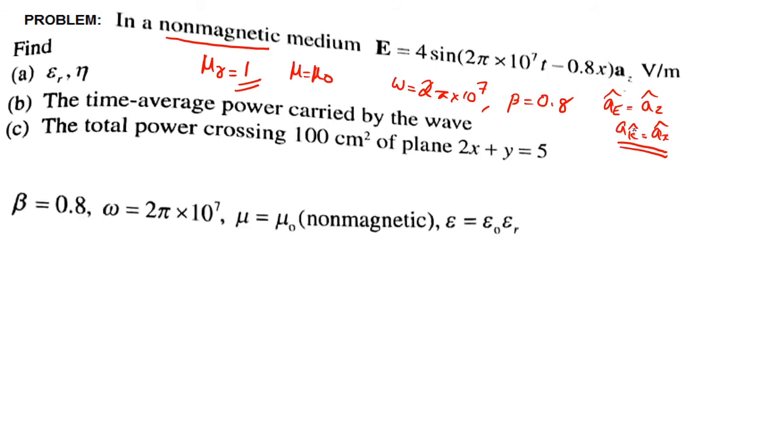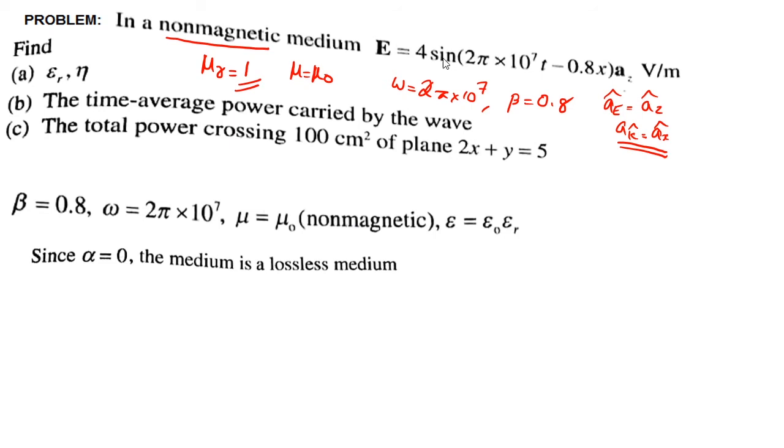So let's come back to the problem. Beta is given as 0.8, omega is 2 pi into 10 raised to 7, mu is mu naught. Epsilon, unless specified, you have to take as epsilon naught epsilon r. Here they have asked for it, so you cannot assume that it is 1. So from the question itself, you got all the data. So let's move on to calculating.